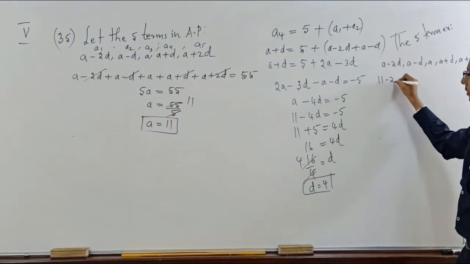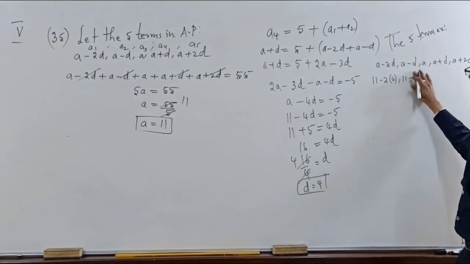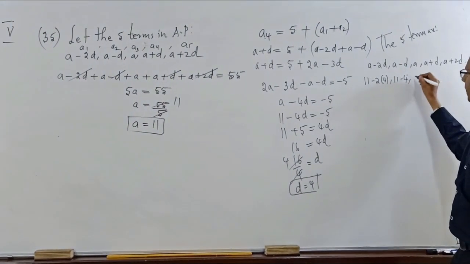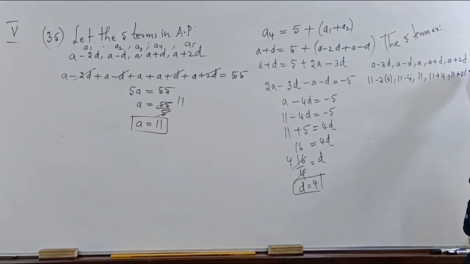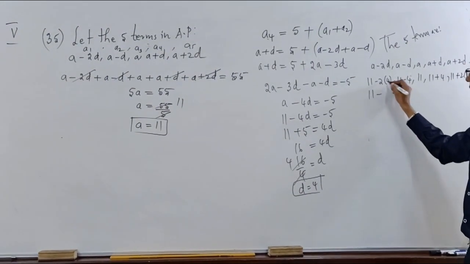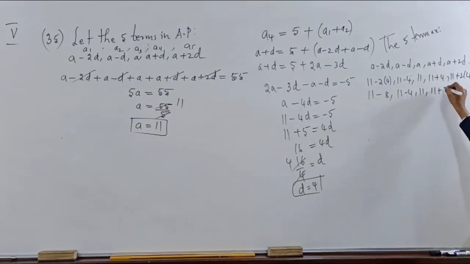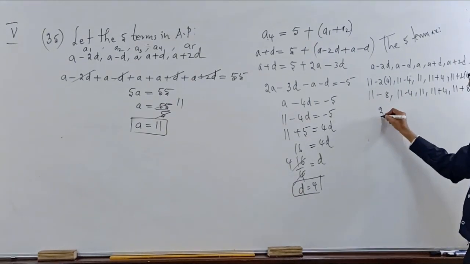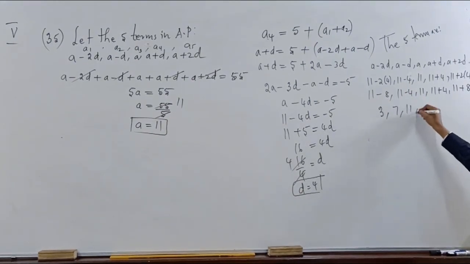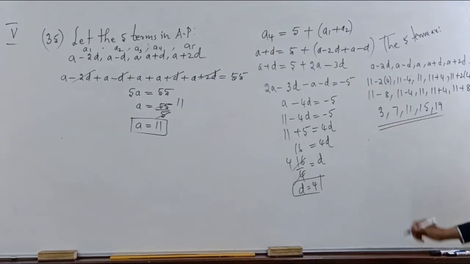So a is 11 and d is 4. 11 minus 2 into 4, 4 2s are 8, 11 minus 8, 11 minus 4, 11, 11 plus 4, and 11 plus 8. So you get 3, 7, 11, 15 and 19. These are the 5 terms in the AP.